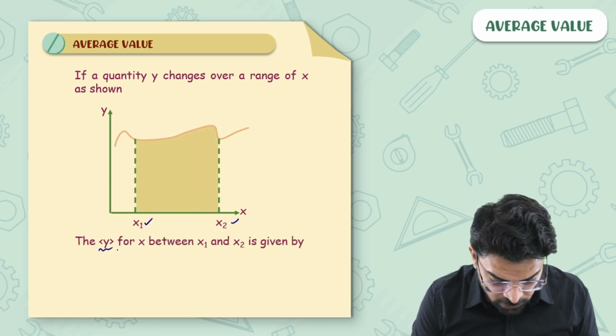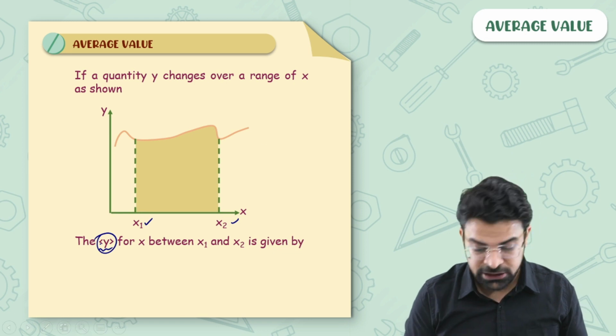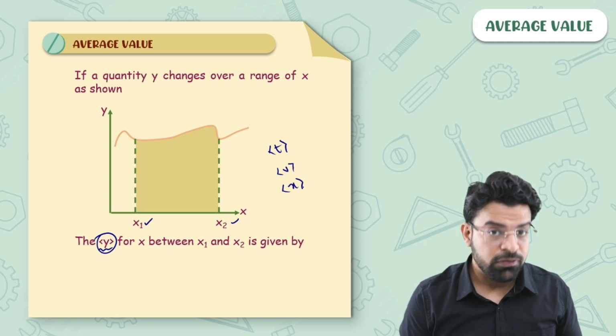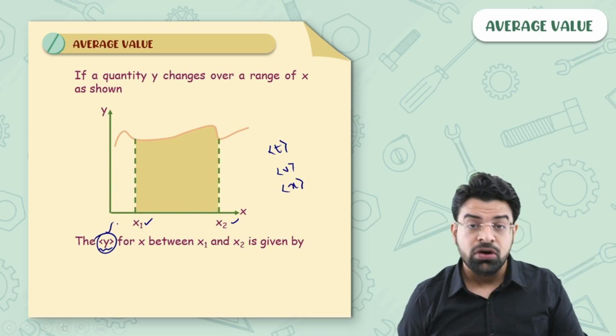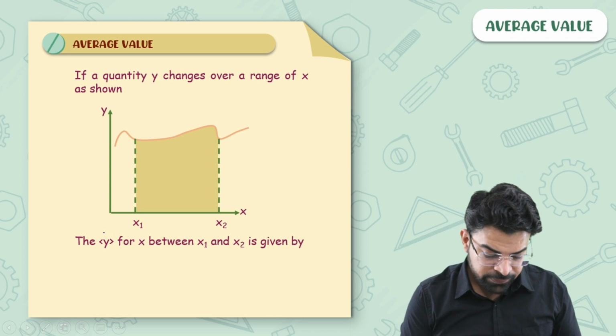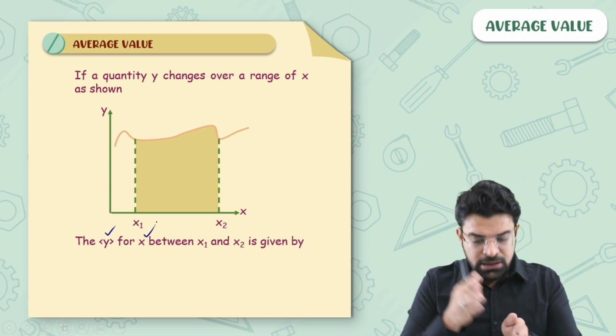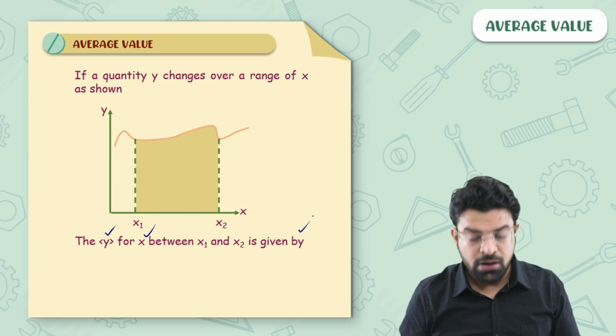The symbol of average goes like this. When I write this, it means average value of t. When I write this, it means average value of v. When I write this, it means average value of x. So what's written here is called the average value of y. So the average value of y for x between x1 and x2 is given by how much?